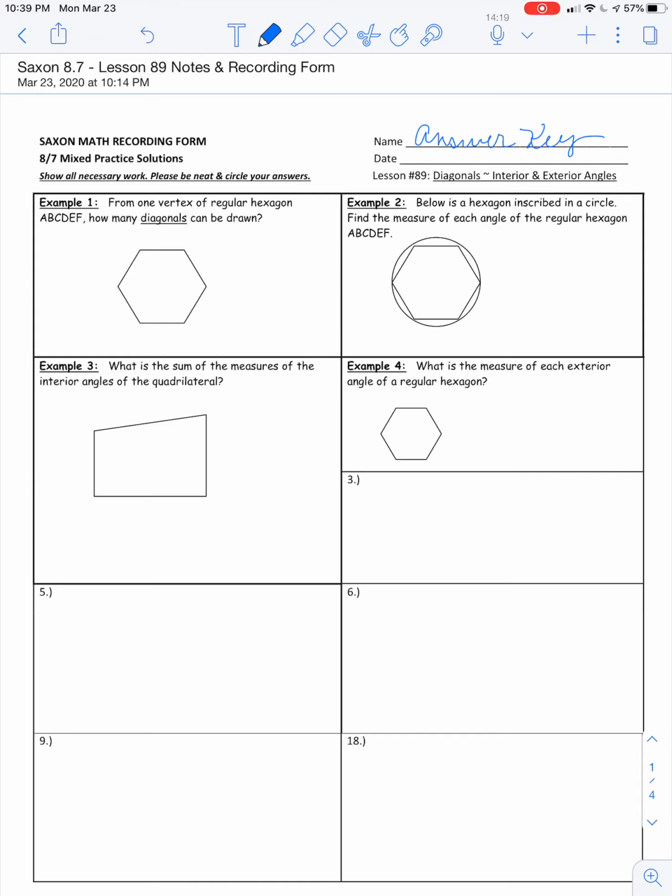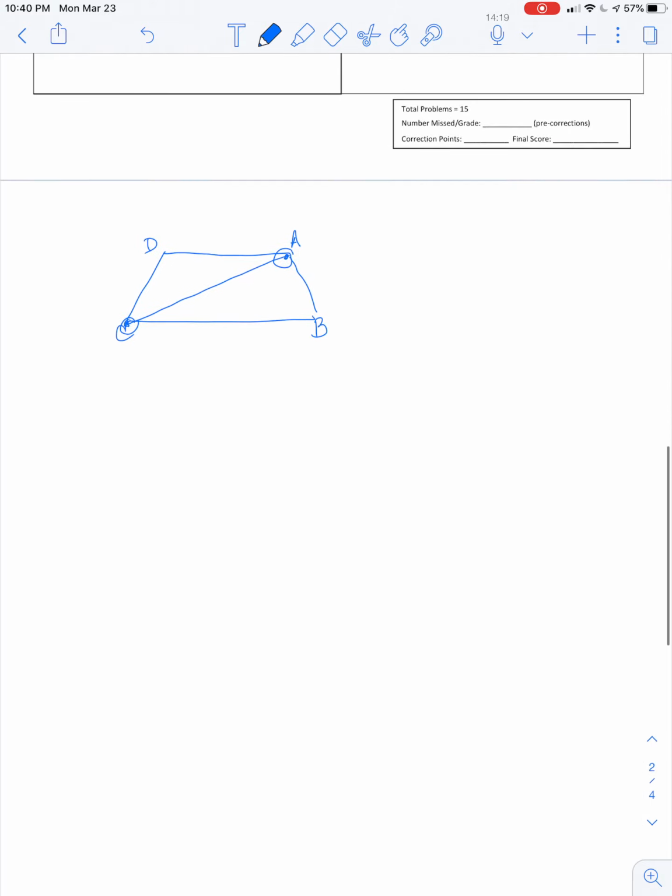Today we're specifically going to be addressing two types of polygons. One of them is a regular hexagon, which is a six-sided polygon, as well as a quadrilateral. So let's go ahead and get started. I'm going to, first of all, just go down to the bottom of my sheet here. I'm going to erase that and start over.